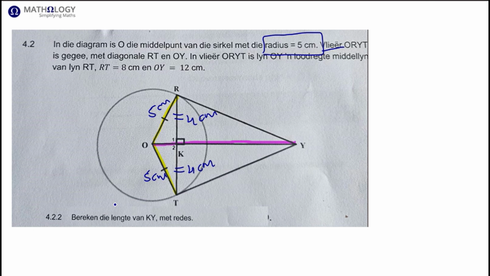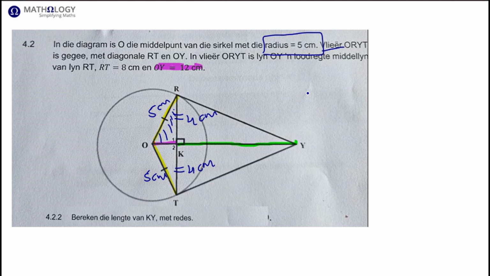Okay, now we're required to find the length of KY with reasons. So we want the length of KY, which is part of line segment OY. OK plus KY will give us the length of OY, and OY we know is 12 centimeters. So we can determine the length of KY if we first find out the length of OK, which we can do because we have a right angle triangle here, ORK, so we can use Pythagoras' theorem.